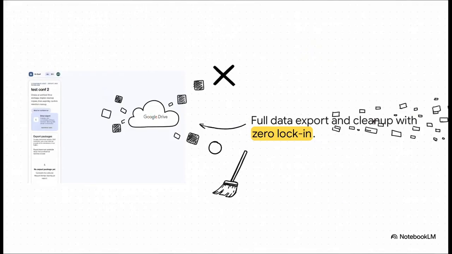When your conference wraps up, G-conf provides a built-in exit. Organizers can trigger a full data export of their complete event record straight to their own drive. Then, the platform runs a controlled cleanup. You have zero platform lock-in. The data and the control are returned directly back to where they belong, the community itself.